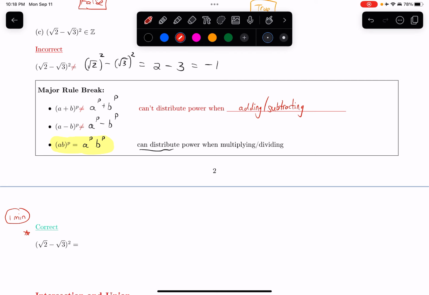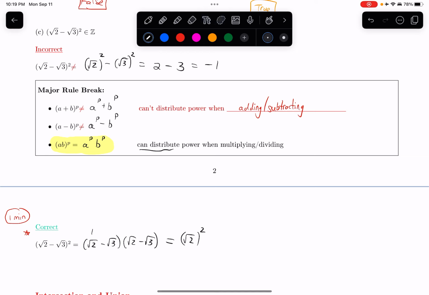Okay, so what's the correct way to square this thing? Well, squaring something means I multiply it by itself. So let's write this thing multiplied by itself. So to multiply this thing by itself, I have to FOIL it out. So when I FOIL it out, I'm going to first multiply these first two terms together. So that's going to give me square root of 2 times itself. So that's square root of 2 squared.